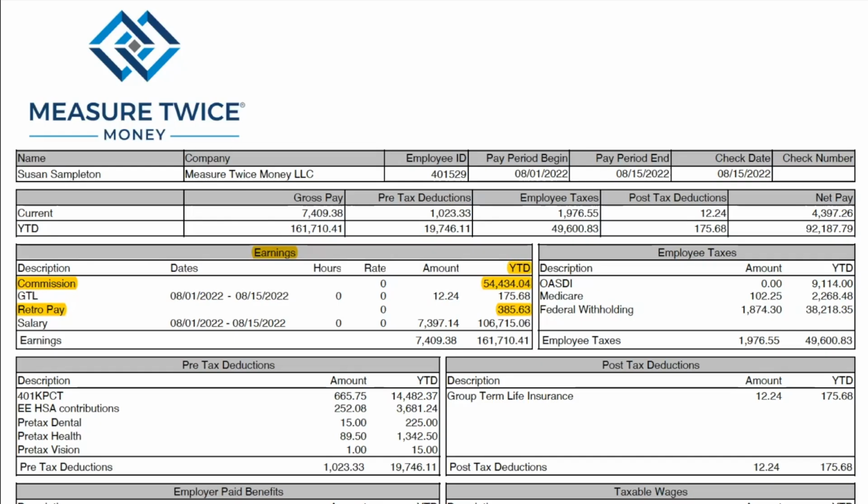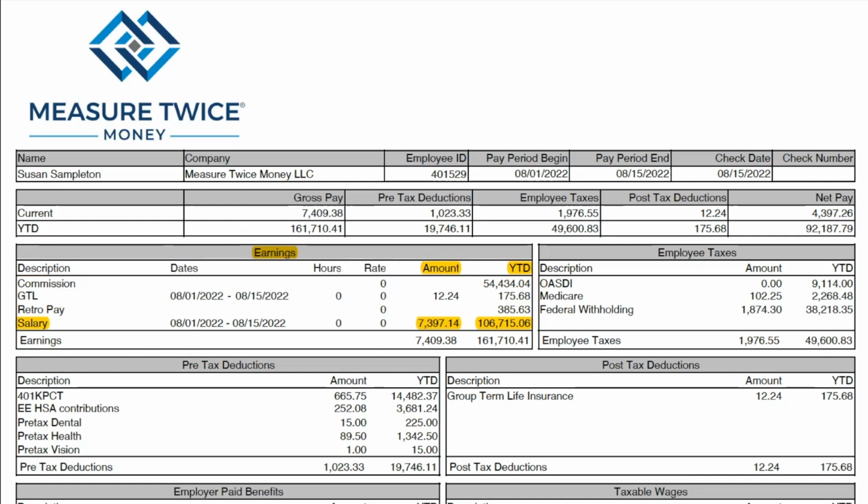Moving to earnings, she receives both fixed and variable amounts. Year-to-date, she received commissions of $54,434 and retroactive pay of $386. Since these variable sources were not paid during the current pay period, we do not need to worry about them messing up the minimum expected column on the calculator. Do you expect to receive any forms of supplemental wages this year, such as bonuses, commissions, or equity comp?